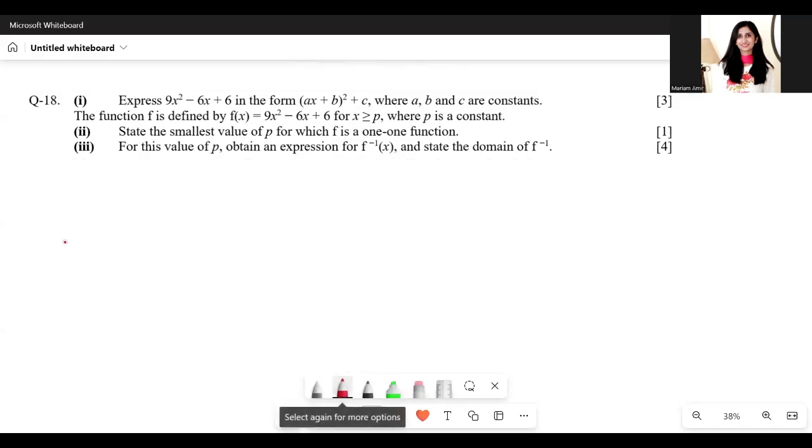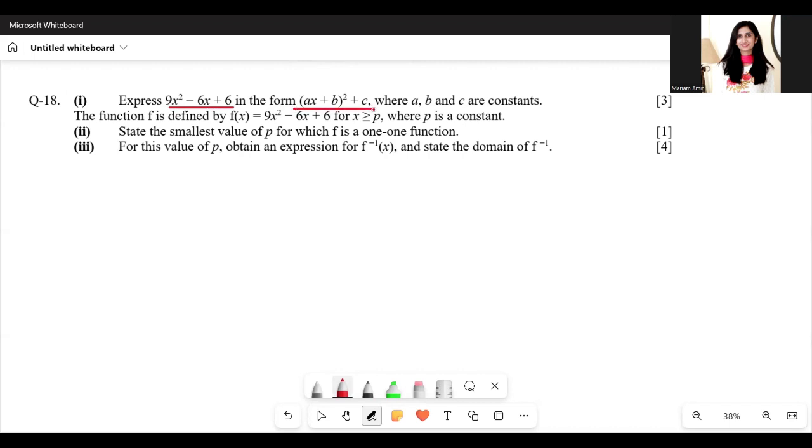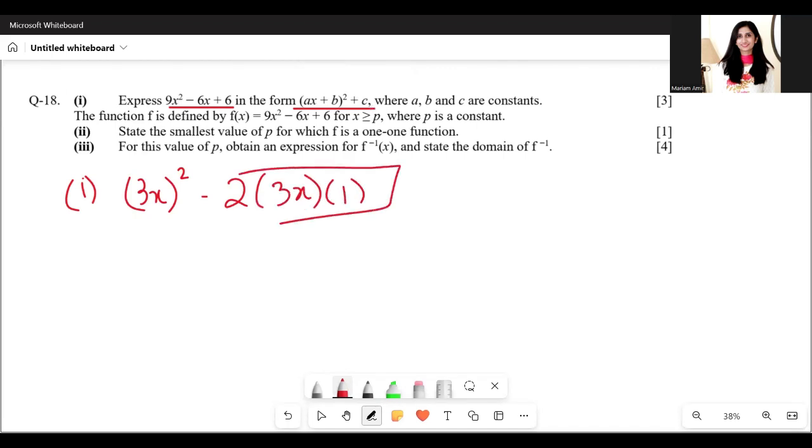Another question on functions, which says to express 9x squared minus 6x plus 6 in this form. So this is basically a question on quadratics. We could use the method of expand and compare, or we could use the algebraic identity, which I'm going to use here. So I'm going to write 9x squared as (3x) squared, then minus 2. A is 3x and B is just going to be 1, because we already have 6x here. So it's going to be 1.